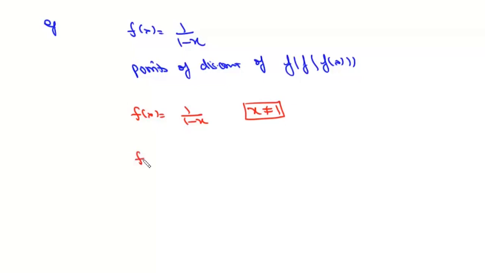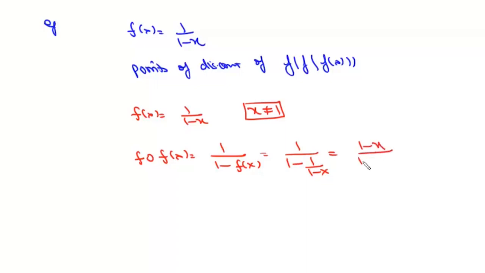Now if we look at f of f(x), it will be 1 upon 1 minus f(x). Now we'll put f(x) as 1 upon 1 minus x, so it will be 1 upon 1 minus 1 upon 1 minus x, which is (1 minus x) upon (1 minus x minus 1). So it will be (x minus 1) upon x. Now here we have x in the denominator. So this f of f(x) is not defined when x is equal to 0.